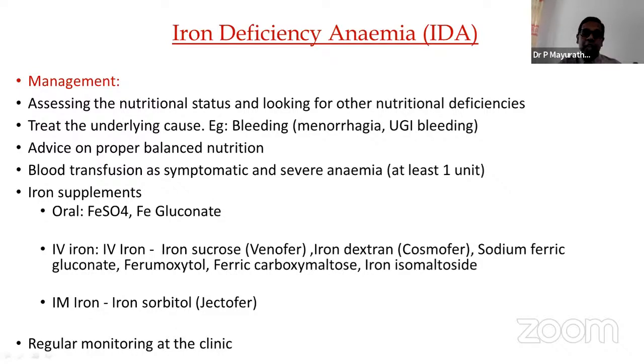upper GI endoscopy done. Sometimes you will come across some patients where there is no obvious cause for the iron deficiency anemia when you do the history and examination. So you couldn't find a cause. In those situations, definitely we have to think about GI causes. Simply, it could be a GI blood loss, or it could be something like dangerous conditions, GI malignancies.